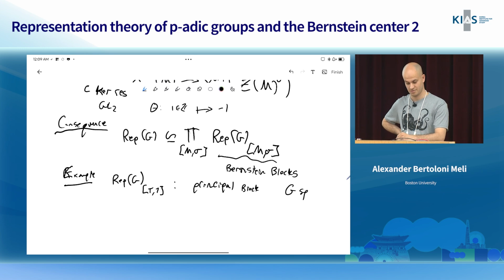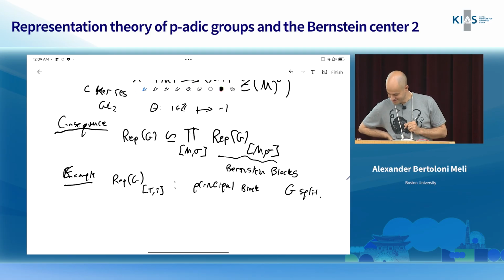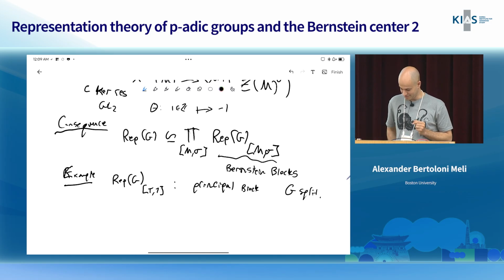G split. Let's not take risks. All right.